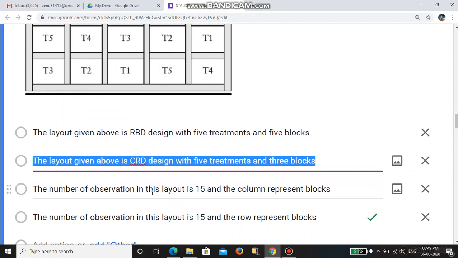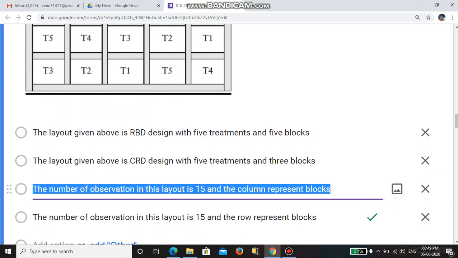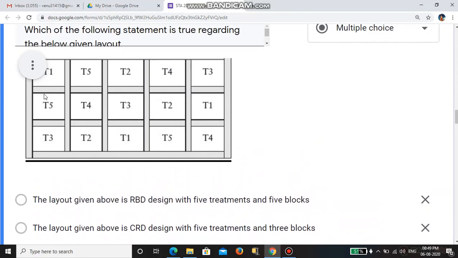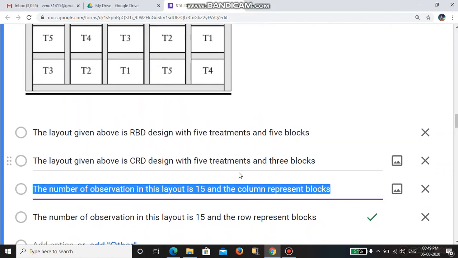The number of observation in this layout is 15 and the column represent block, so it is false. Here the number of observation is 15, 1 2 3 4 5 6 7 8 9 10 11 12 13 14 15, okay, so number of observation is 15, but here the row is block, okay, but here they told the column represent block, so it is false.